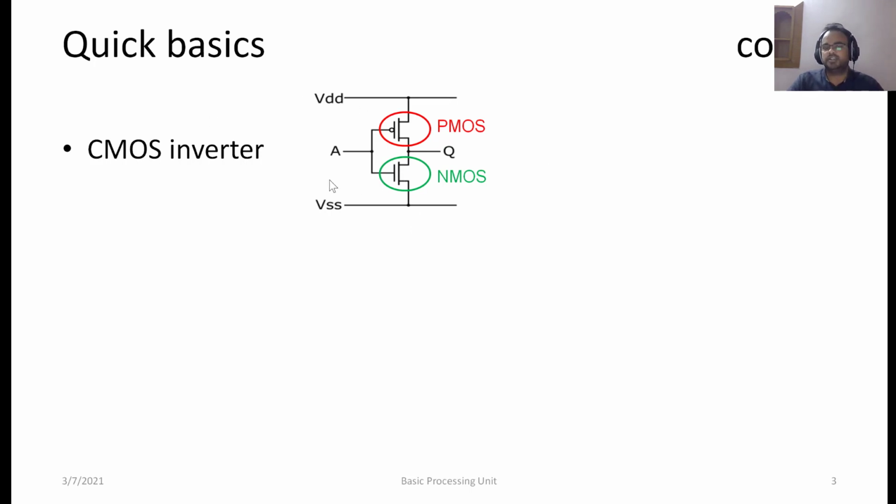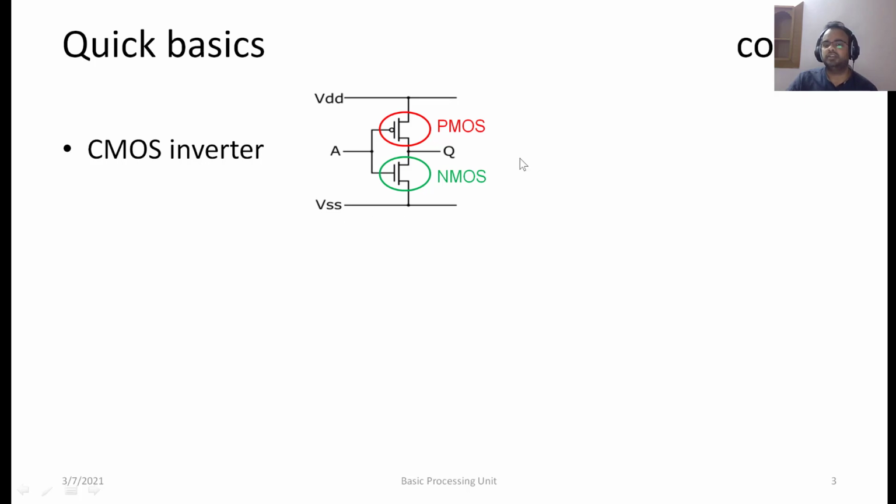Now, how does this work as an inverter? For example, when we give a very high voltage to A representing the bit 1, then the PMOS transistor will be off. So the source and drain terminals are disconnected, so VDD is disconnected from Q, and the NMOS transistor will be on. It means that Q will be connected to VSS.